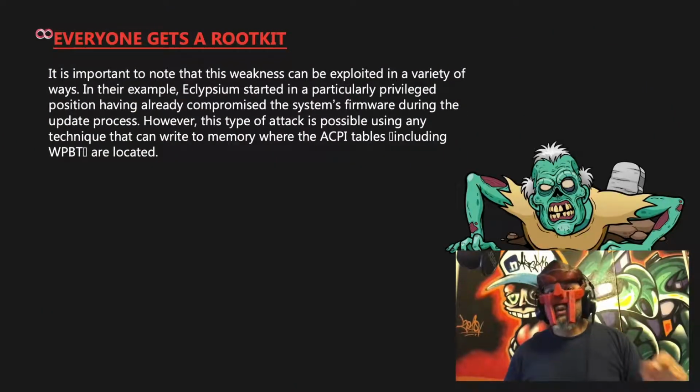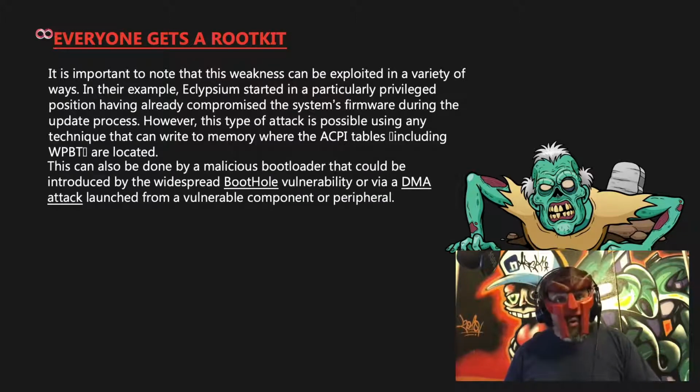It is important to note that this weakness can be exploited in a variety of ways. In their example, Eclypsium started in a particularly privileged position, having already compromised the system's firmware during the update process. However, this type of attack is possible using any technique that can write to memory where the ACPI tables, including WPBT, are located. This can also be done by a malicious bootloader that could be introduced by the widespread BootHole vulnerability or via a DMA attack launched from a vulnerable component or peripheral.